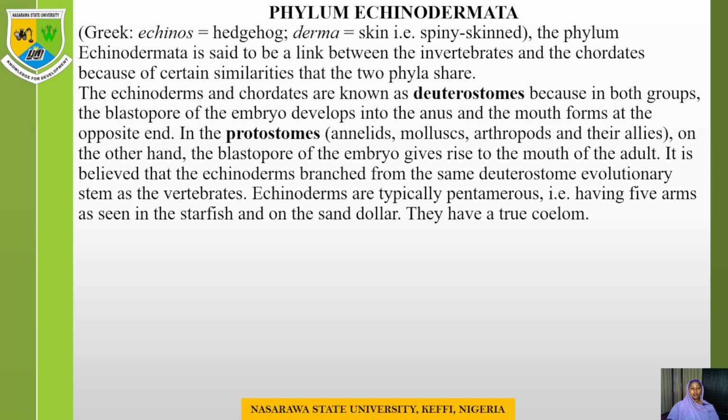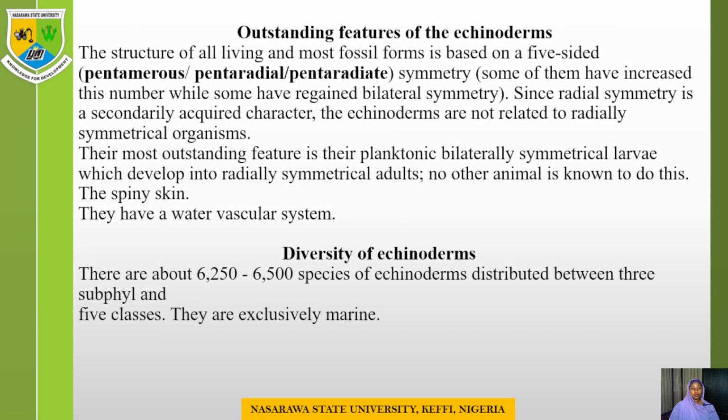It is believed that the echinoderms branch from the same deuterostome evolutionary stem as the vertebrates. Echinoderms are typically pentamerous, that is, having 5 arms, as in the starfish and the sand dollar. They have a true coelom. The outstanding characteristics of echinoderms. The structure of all living and most fossil forms is based on a 5-sided pentamerous pentaradiate symmetry.